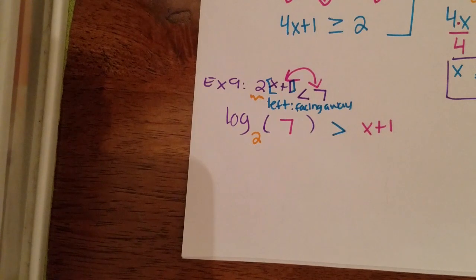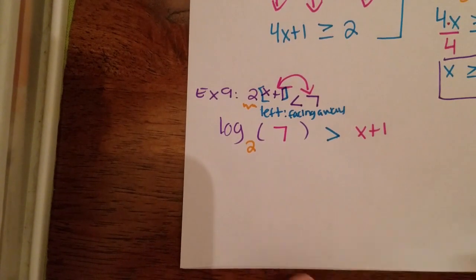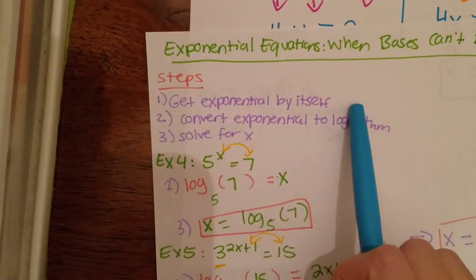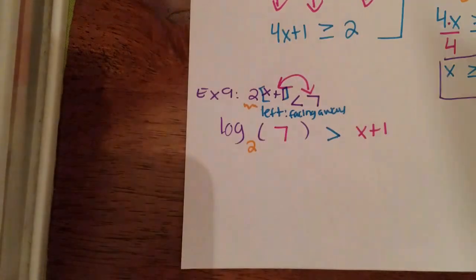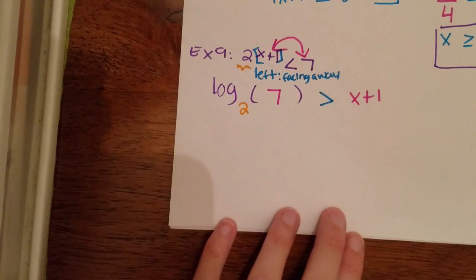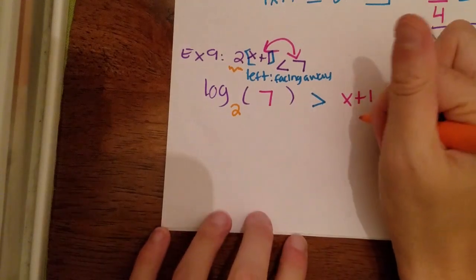Okay, so when we're solving, we must get x by itself, and then we'll be done, because that was our last step. The last step said to solve for x. So we converted it to a logarithm, and now we're going to solve for x. I need to get x by itself, which currently that 1 is in the way. So I need to move it over. I'm going to be subtracting 1 on both sides.